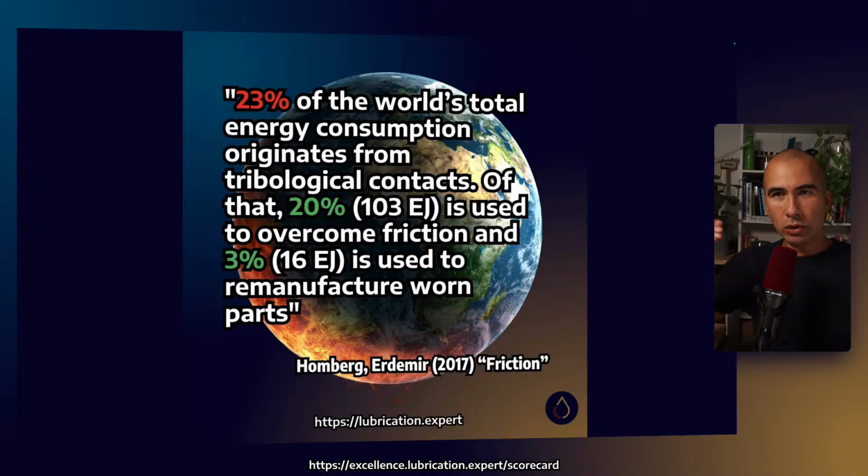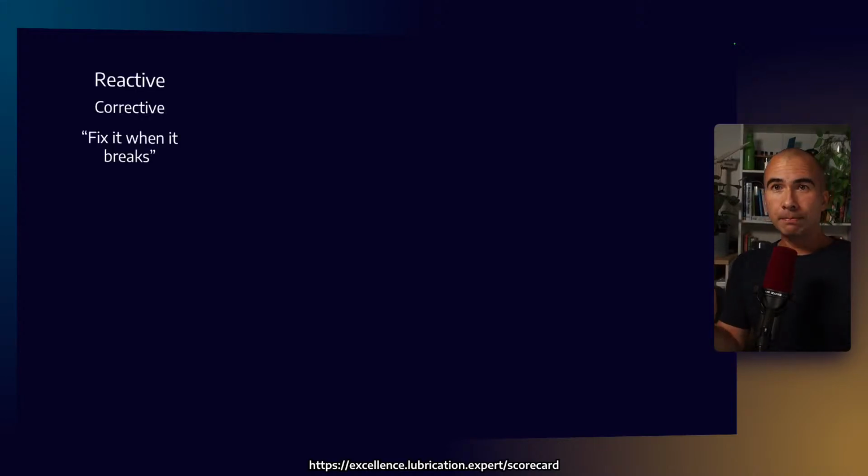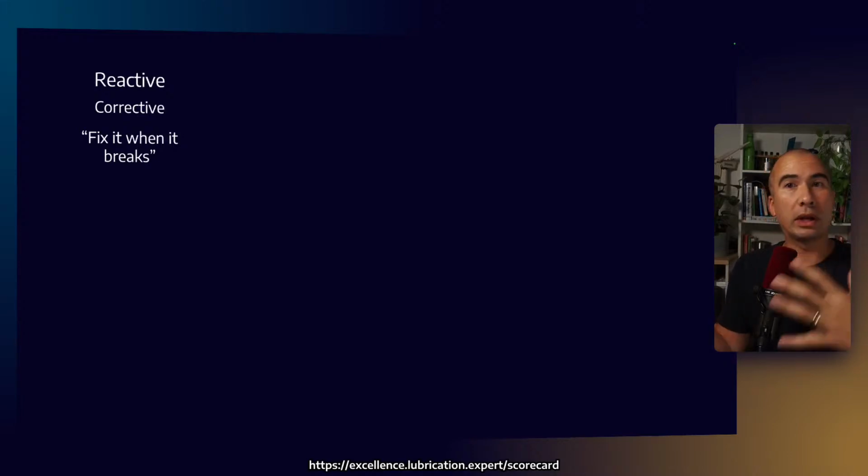Now, when we talk about maintenance and reliability, what is the place of lubrication in all of those? Okay, it's important to distinguish the different types of maintenance or the different types of reliability that are commonly talked about. So the first is reactive maintenance. You might have heard of this term. And to put it into layman's language, I would describe this as: we fix it when it breaks.